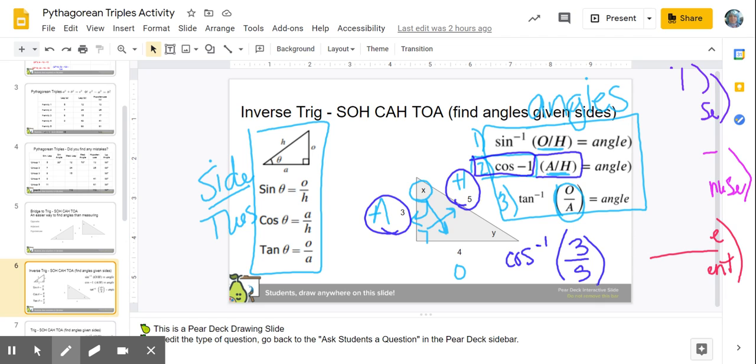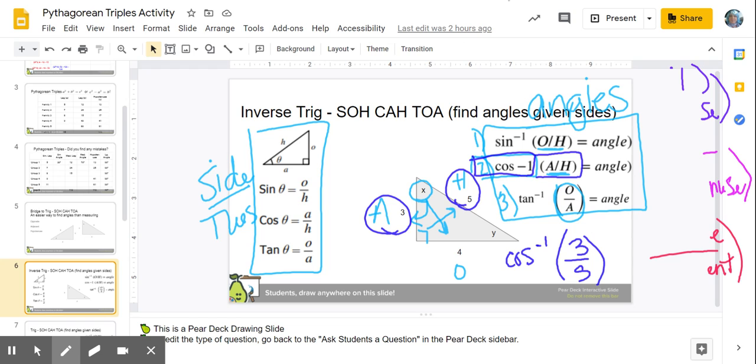So if you have Desmos, you can open it up. If you don't have Desmos, you can just Google it. So I just Googled Desmos calculator, literally, and went down to Desmos graphing calculator and opened it up. It's also in ClassLink.